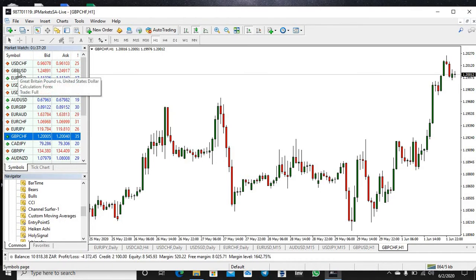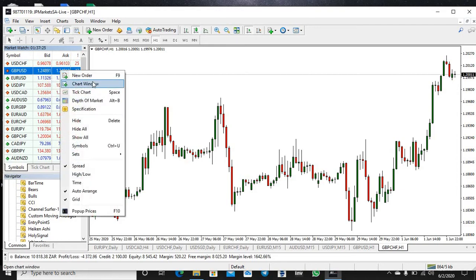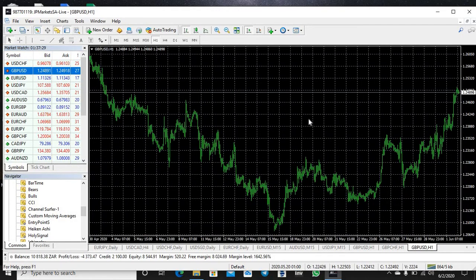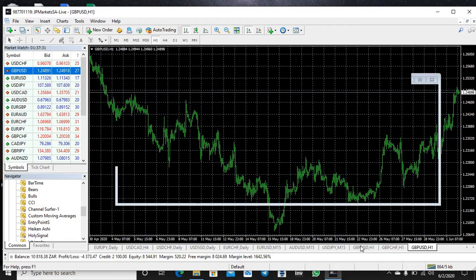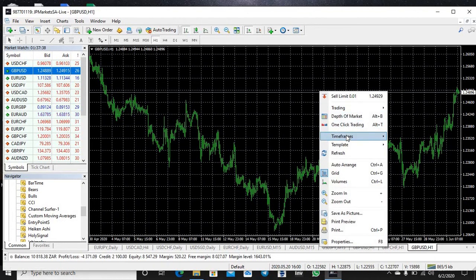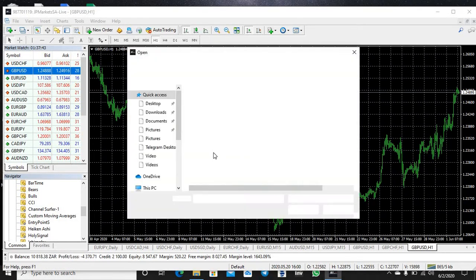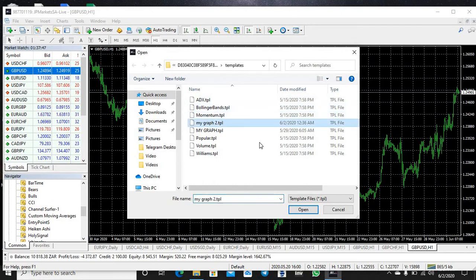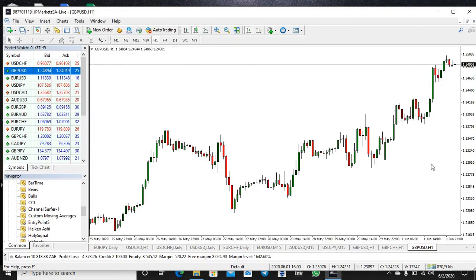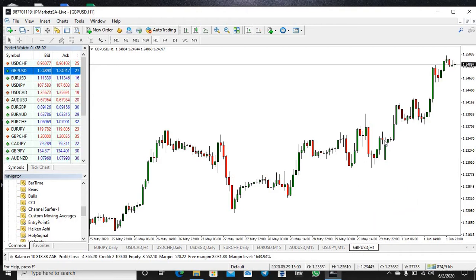Let's go back to our GBP USD, or we can select this one, it doesn't really matter, but let's go back to our GBP USD, open chart. You see, because we already have GBP USD opened, when you open a new chart of GBP USD, it does this. So if you want to apply a template, you can do the same thing, load template, my graph, and that's it. Pretty much the same thing. So I'll close this one, and then we'll use this one as our example for the analysis. Just focus on this one.